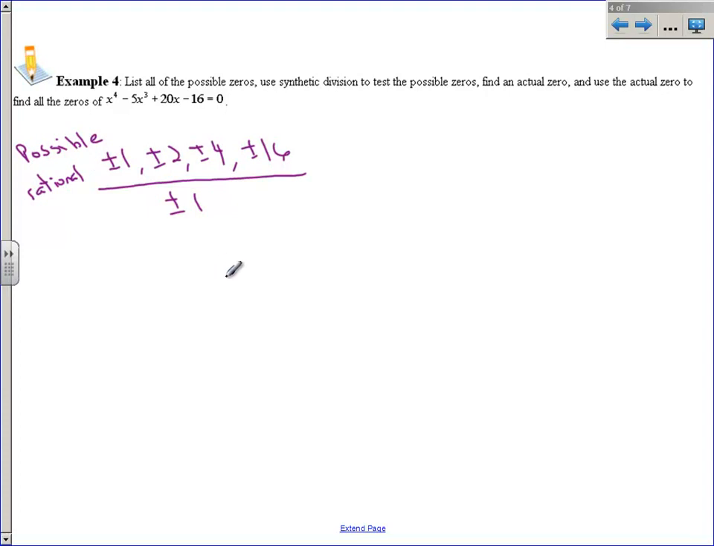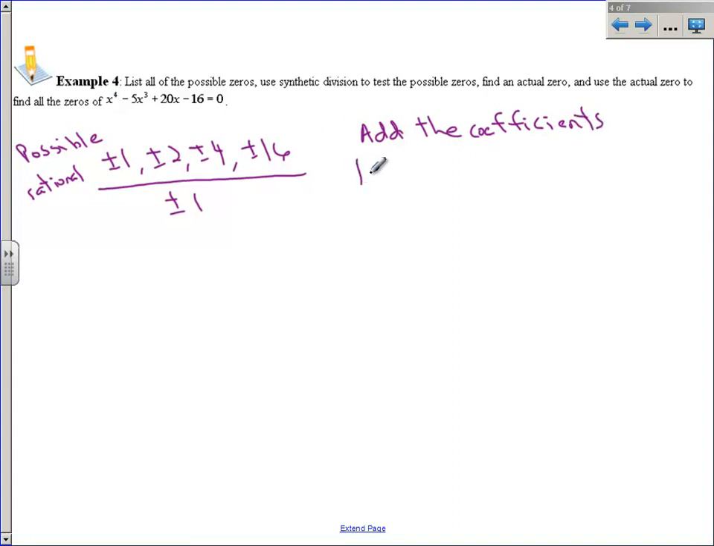Okay, so now we have to go further. Can we find one? Let's try that trick I told you about for 1. Let's add up all the coefficients and see if it's 0, because if we add the coefficients and we get an answer of 0, we know we have found 1 as a root.